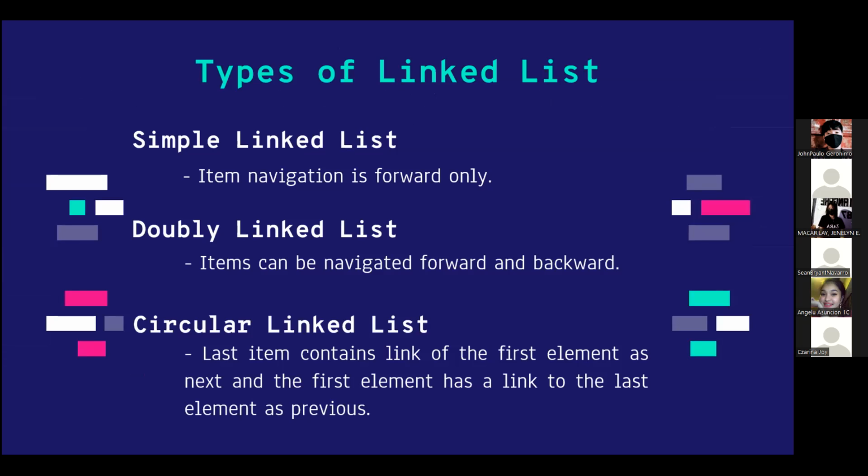Types of linked list. First is the simple linked list. We use a simple linked list if we want to navigate the items in the forward direction only. But we use a doubly linked list if we want to navigate our items forward and backwards. With a circular linked list, the last item can be navigated back to the first item. So, next.